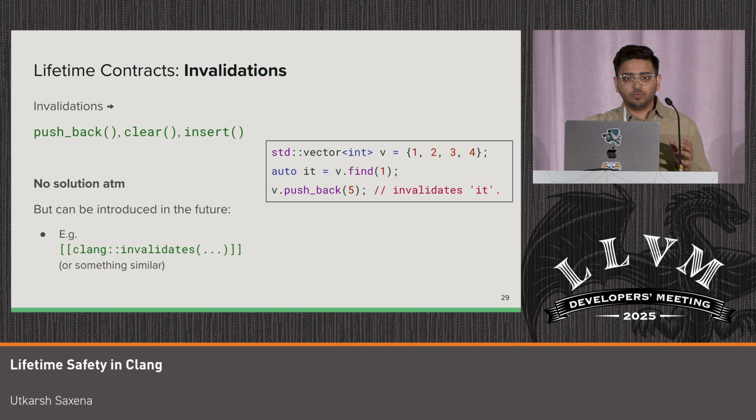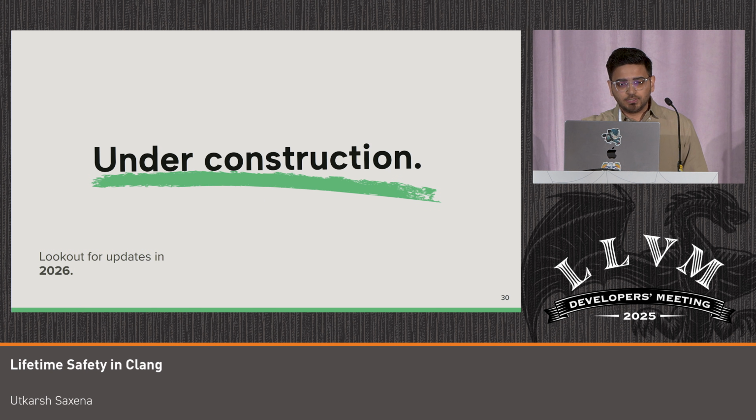Moving on, function calls can introduce invalidations. Common examples are push_back, clear, insert, but again, they do not have to be restricted to containers. There is no solution at the moment to actually tell what things you invalidate, but it can be introduced in the future. For example, Clang invalidates something similar. This analysis is under construction, so look for updates in 2026.